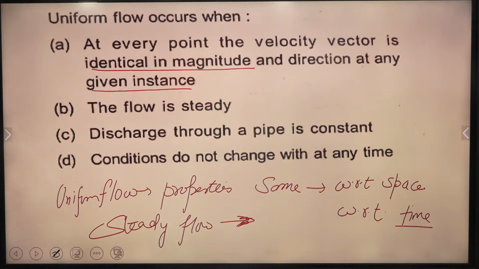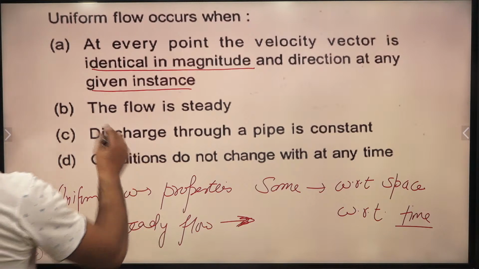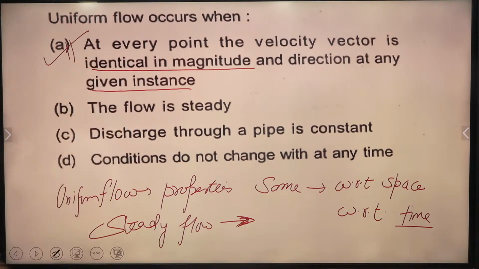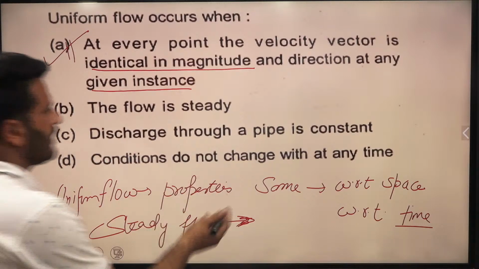Discharge through a pipe is constant. Conditions do not change at any time. So only option A will be the answer. At every point the velocity vector is identical in magnitude and direction with respect to space, that is, at any instance. Or in short, you can just have a look at this one.